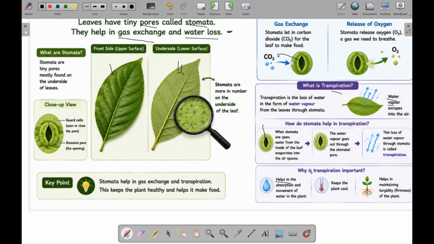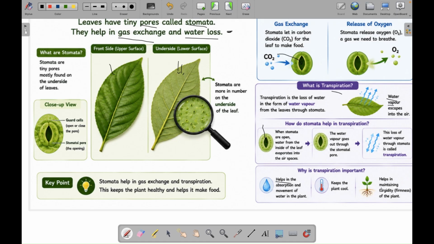The next thing is it keeps the plant cool. If you have noticed, in summer usually we sweat, and sweating helps us stay cool. The same thing transpiration does. When plants lose water, it is just like sweating. So it keeps the plants cool and regulates the temperature.